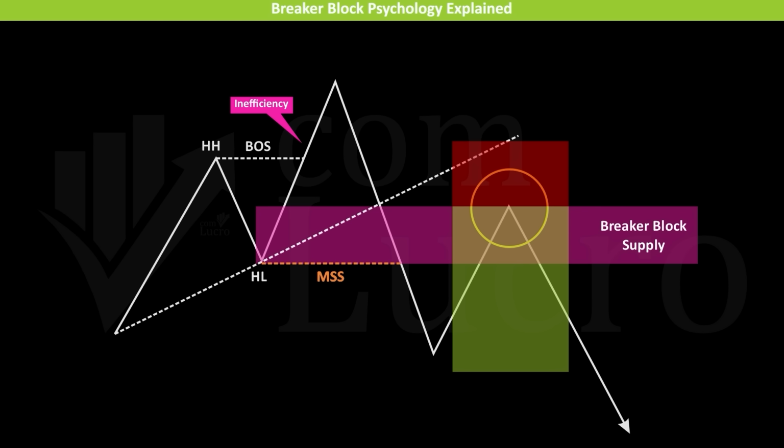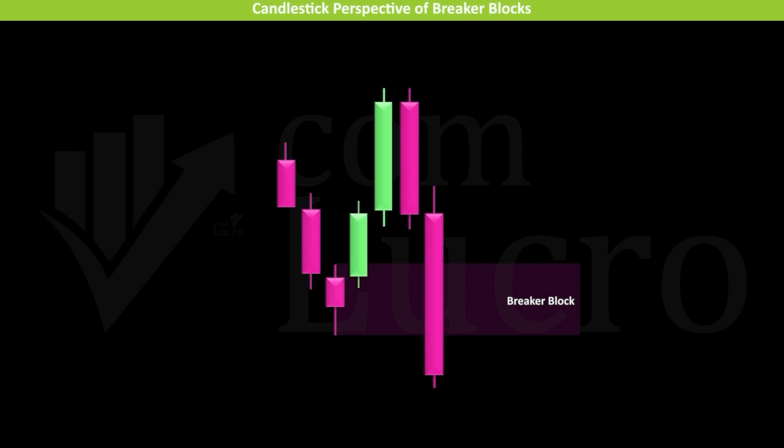One more point to note is that breaker blocks tend to be most effective when the market is trending strongly in either direction with shallow pullbacks, and when price is not respecting premium or discount supply and demand levels along the way. Now let us move to the next topic and look at how breaker blocks are identified from a candlestick perspective.